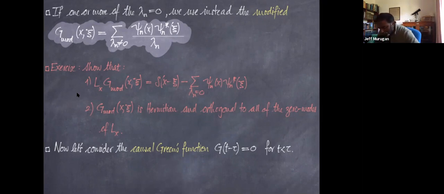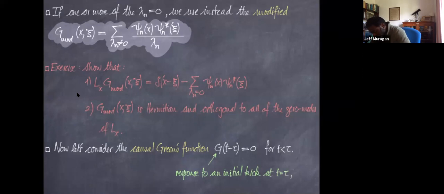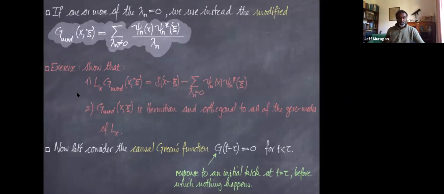So this is causal because nothing happens until the response to an initial kick to the system at t equal to tau, before which nothing happens. Okay, so that's why we call it the causal Green's function.